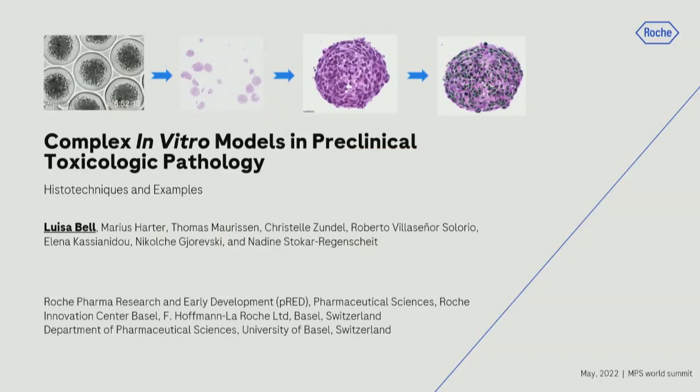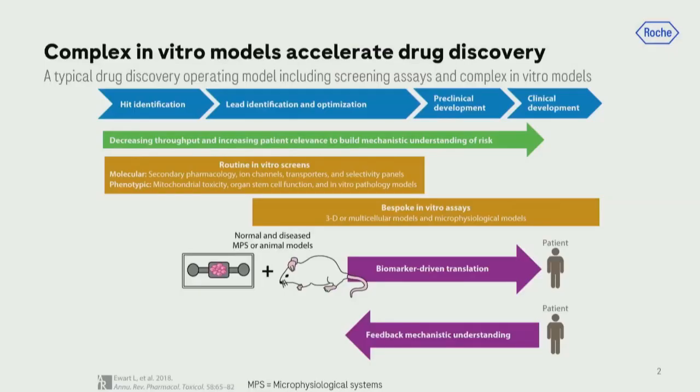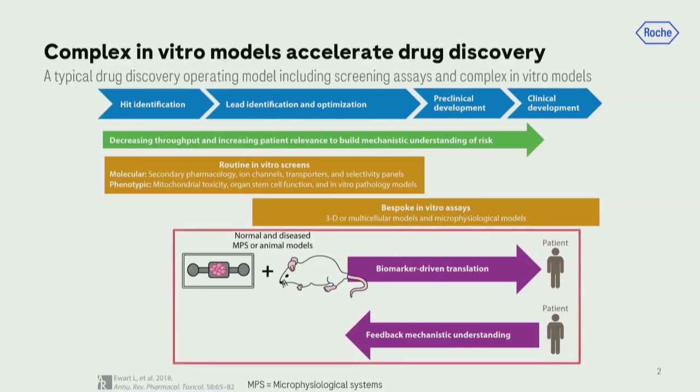That's why we have developed 5 different high throughput, robust end-to-end workflows for histoprocessing that I would like to briefly introduce you to. First, to briefly set the context, I would like to highlight how we can make use of the complex in vitro models along the drug discovery value chain. I think you all are aware that we can use those complex in vitro models for biomarker-driven translation, but also they are really helpful to gain mechanistic insights into emerging clinical toxicities, so really have the back translation.